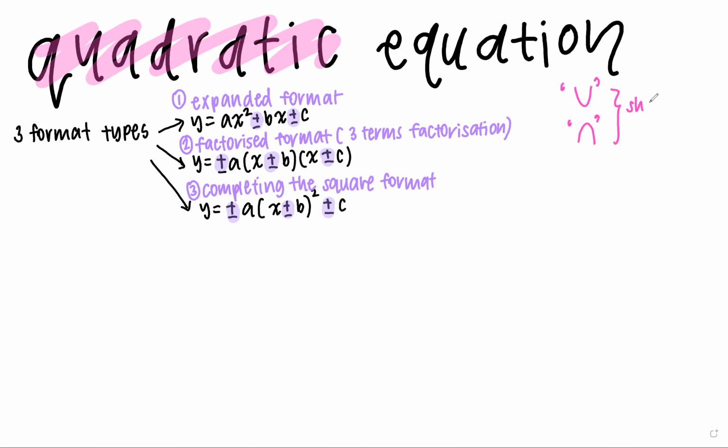Okay? So quadratic means this is the shape. It's a U shape or an N shape. These are the alphabets. So a U shape or an N shape, how to tell the U shape or N shape is from the coefficient of the x squared term. Okay, and where to tell the x squared term, people?